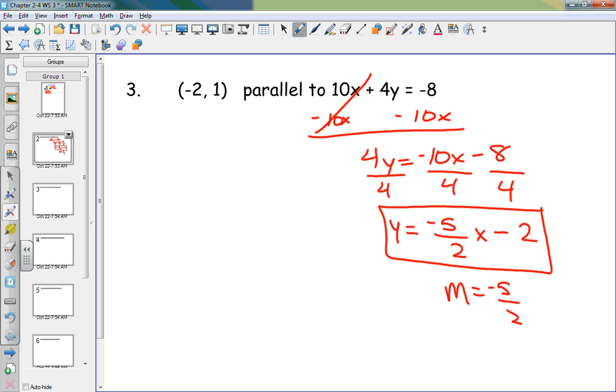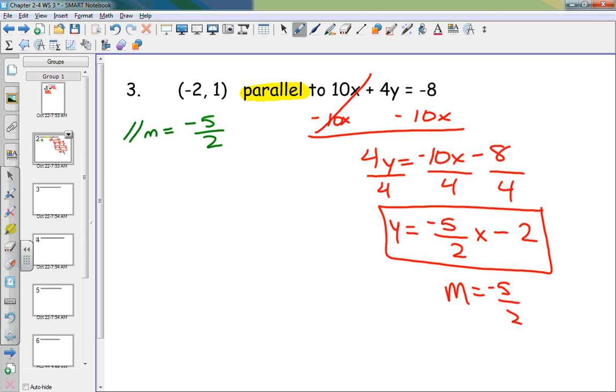Okay, so now I go back to my problem. What am I looking for in my problem? I'm looking for a parallel line, which means I need a parallel slope. So what's my parallel slope to negative 5 over 2? Negative 5 over 2 still. It doesn't turn into positive, it stays negative still.